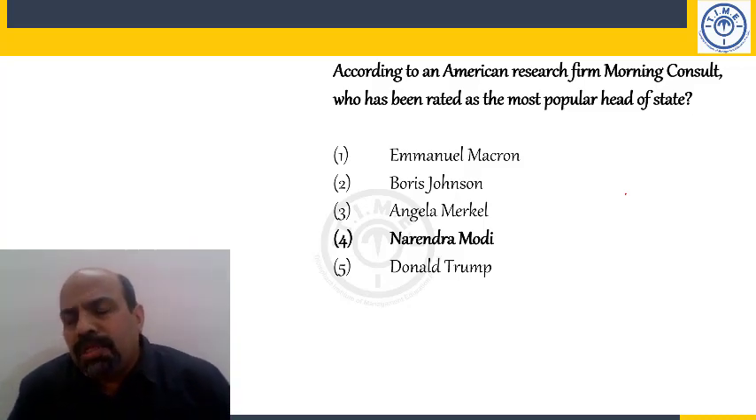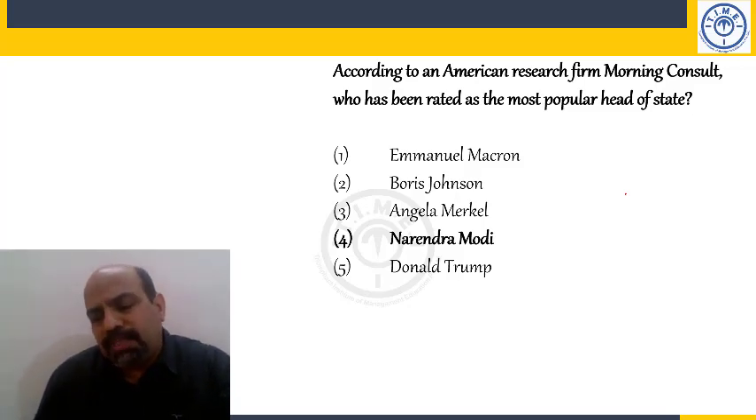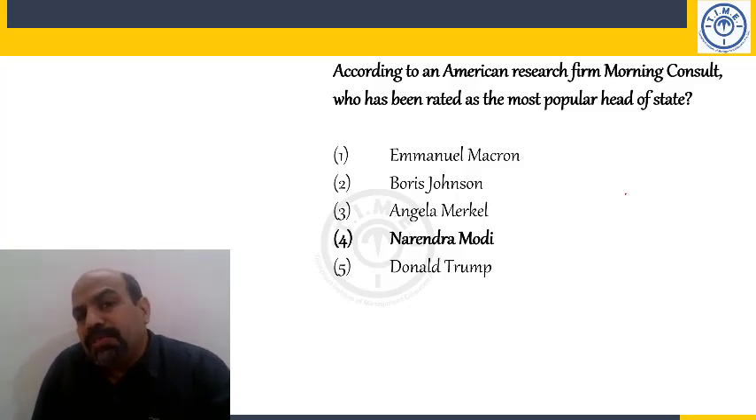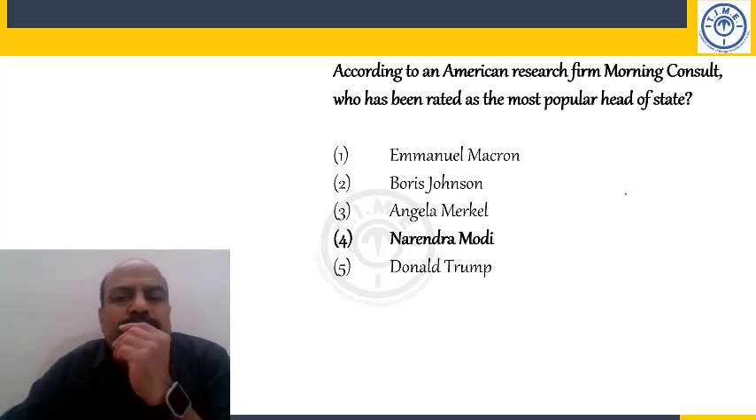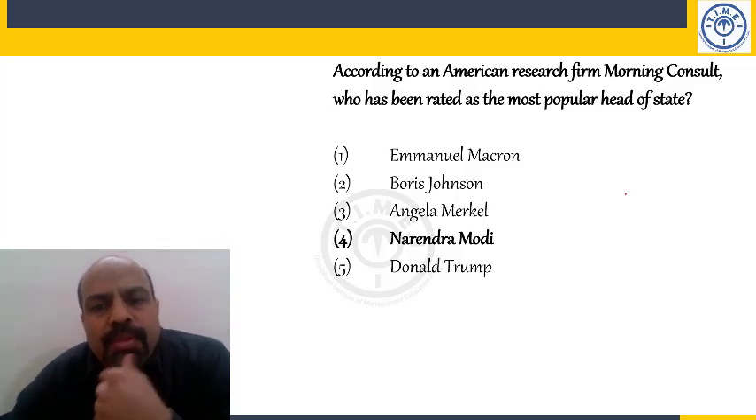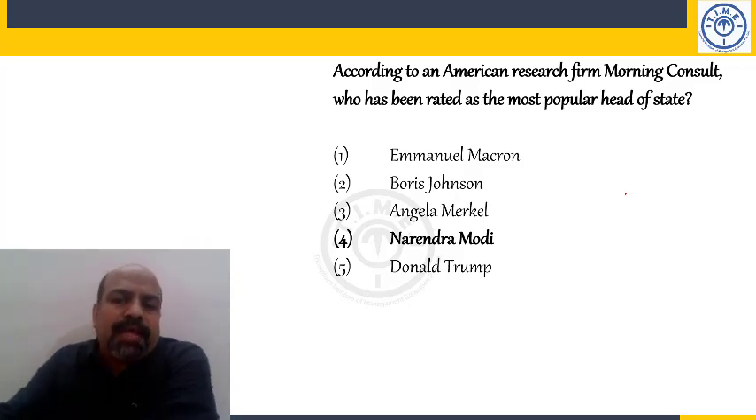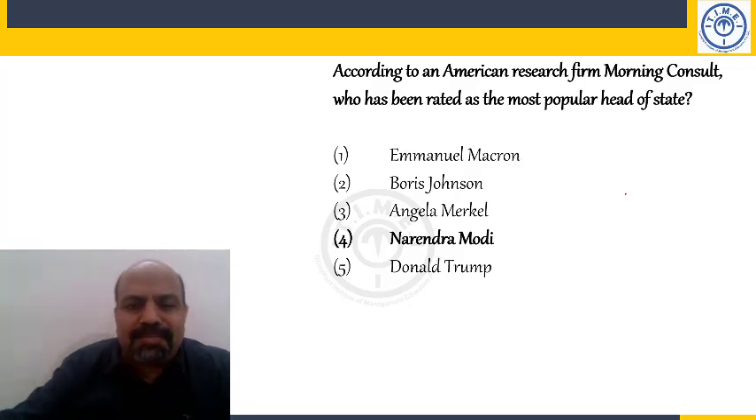Currently, Prime Minister Modi has an approval rating of 47%. It's down from 52% last week, but these things keep changing. In May 2020, his rating was 72%. This makes him the world's most popular leader. Who is Emmanuel Macron? President of France. Boris Johnson, Prime Minister of Britain. Angela Merkel, Chancellor of Germany. Donald Trump, ex-president of United States.